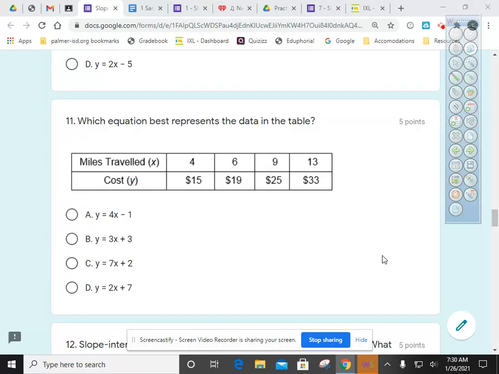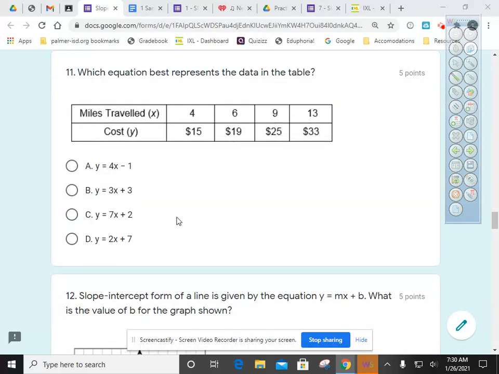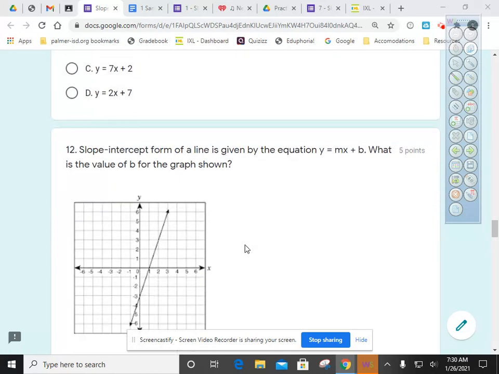Number 11, which equation best describes the data in the table? This is the same as number 10, miles traveled x and the cost y. A, y equals 4x minus 1. B, y equals 3x plus 3. C, y equals 7x plus 2. D, y equals 2x plus 7.